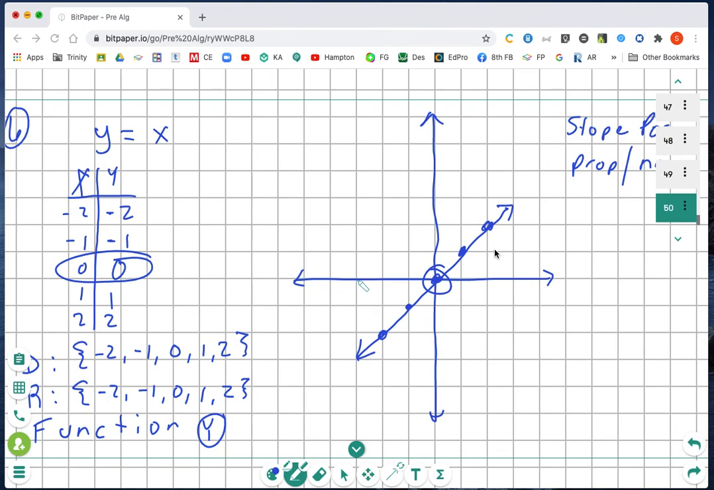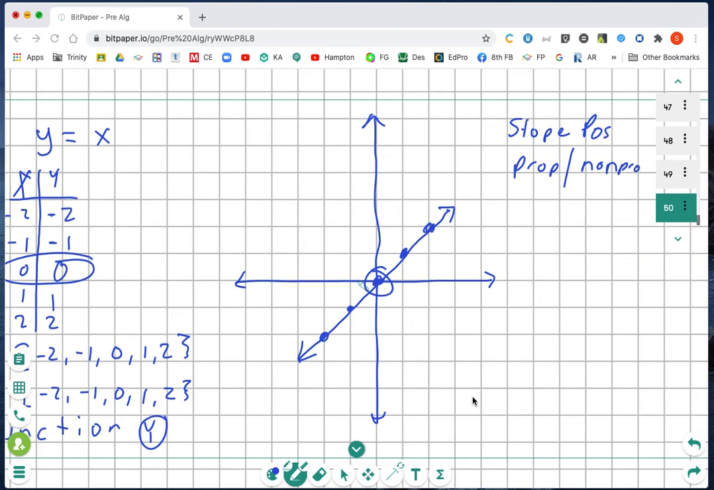So anytime that you're graphing and you're not sure whether it's proportional or not, you need to put 0 into the equation and see if your answer is 0. If the answer is not 0, then it's non-proportional, but this one is proportional. And now you've studied for your quiz or test.